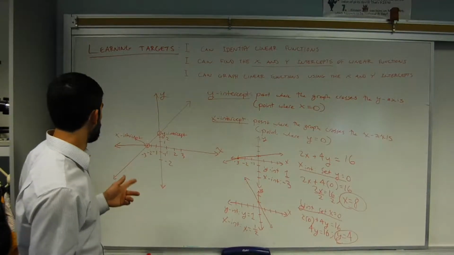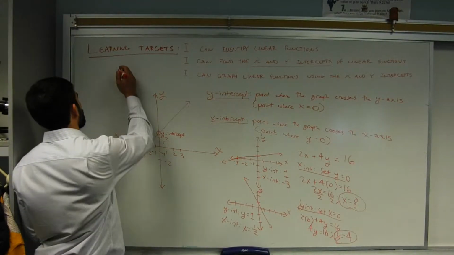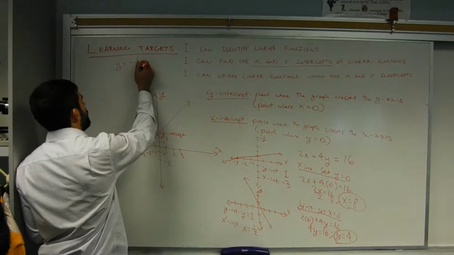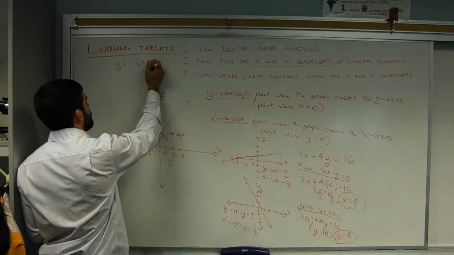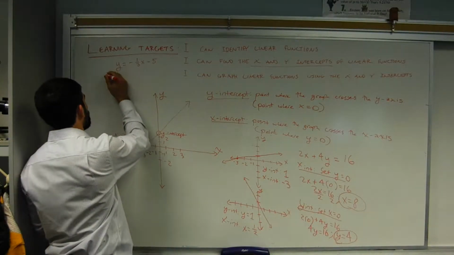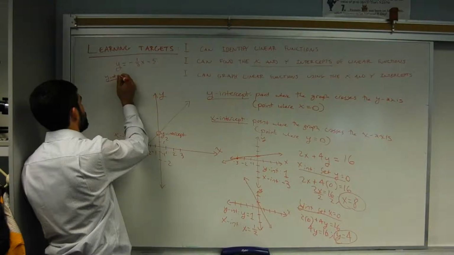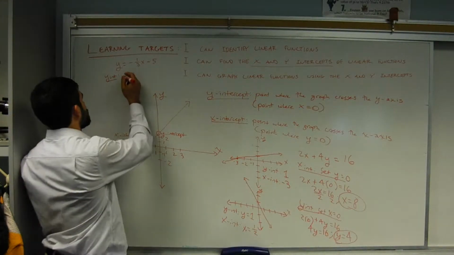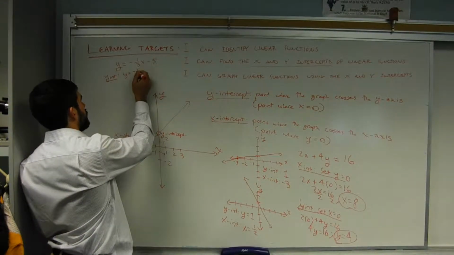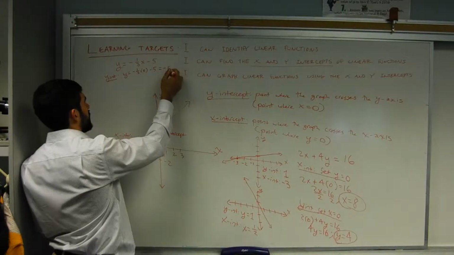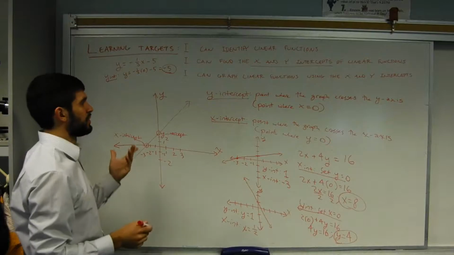So let's do one more example. What if we have y is equal to negative 1/3 x minus 5? So this time our y-intercept is really easy to find when we're in slope-intercept form. So we can just say y is equal to negative 1/3 times 0 minus 5, which is just equal to negative 5. So that's really simple.